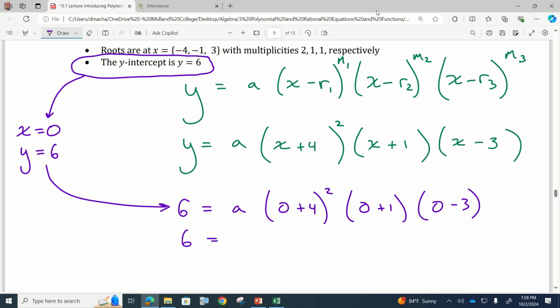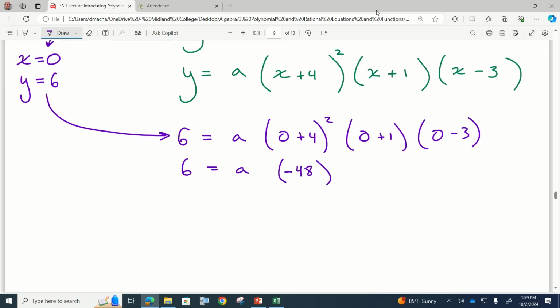And then I get 6 equals a times 4 squared, which is 16. 16 times 1 is 16. And 16 times negative 3 is negative 48. Very good. And so we're almost there in terms of solving for a. I would just want to divide both sides by negative 48 and then simplify that fraction.